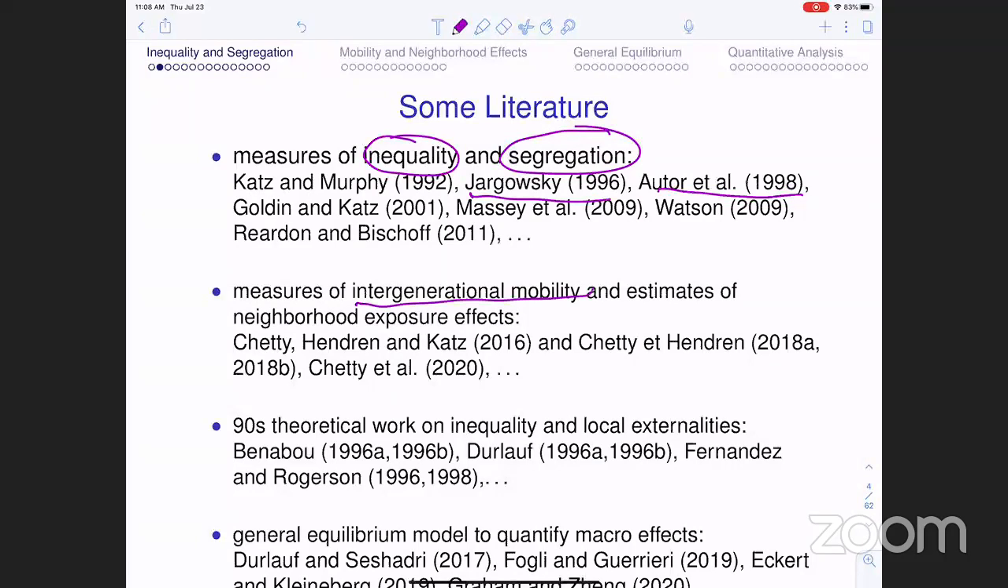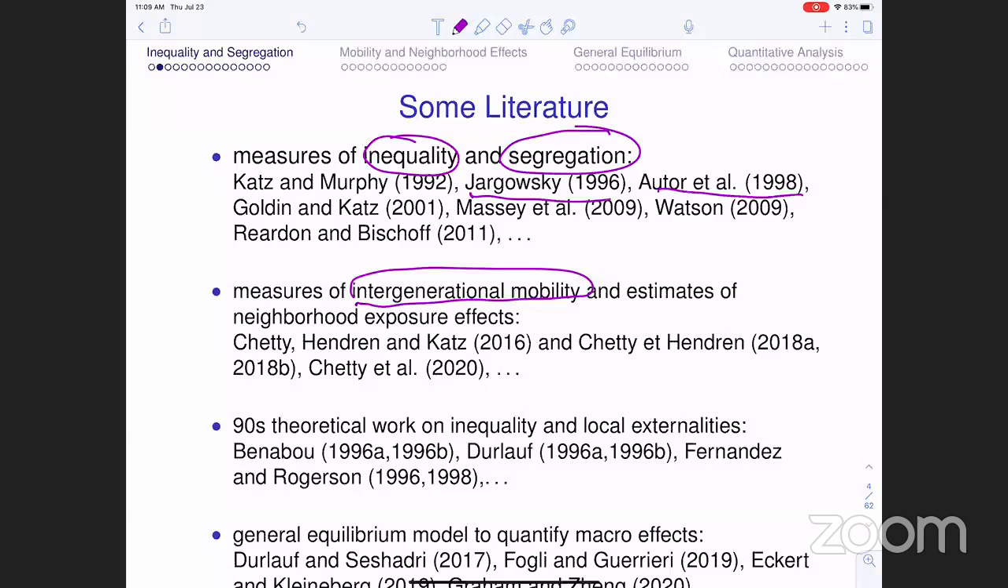On the issue of intergenerational mobility, there has also been a growing literature, mainly driven by this new availability of administrative data that allowed Chetty and co-authors to measure in a very accurate way the level of intergenerational mobility in the US, and at a granular level as well. And then they have also used this data to try to give causal estimates of these neighborhood exposure effects I've been talking about. So I'm going to talk about some of these papers as well.